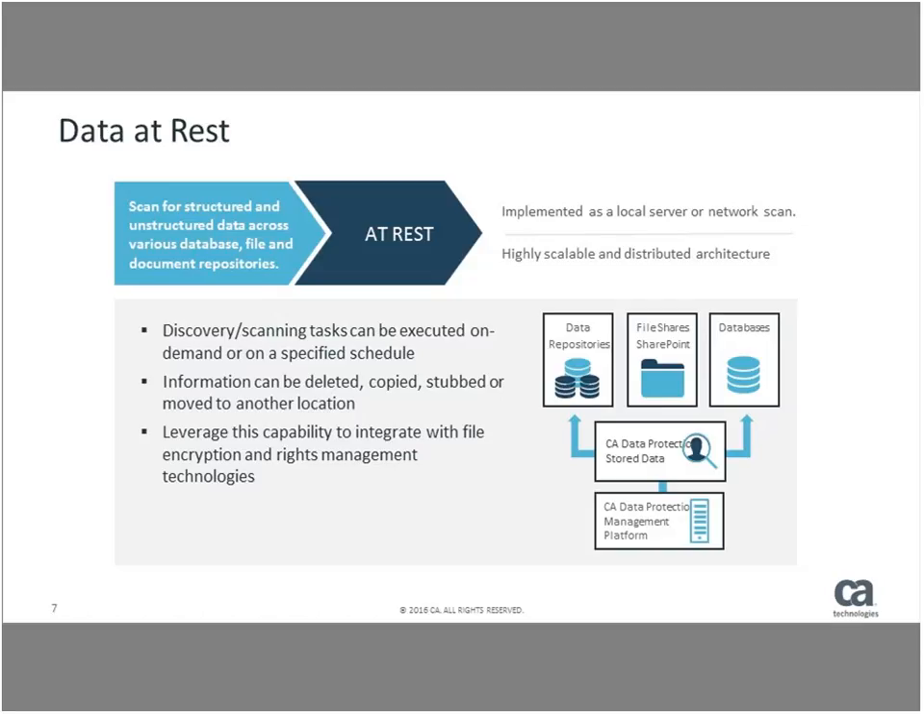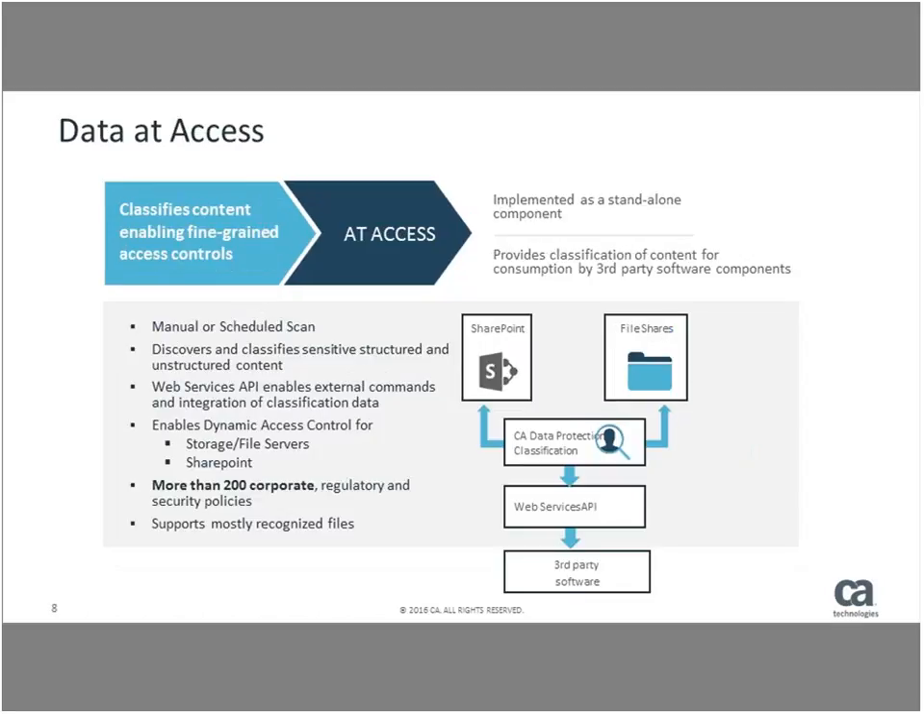So this is about the data protection for stored data. Coming to data at access, we do have a classification engine provided by CA Data Protection. This classification engine can discover and classify sensitive, structured, and unstructured content, which is stored in various file servers and SharePoint. It can scan dynamically, or it can be a manual scan, which is scheduled.